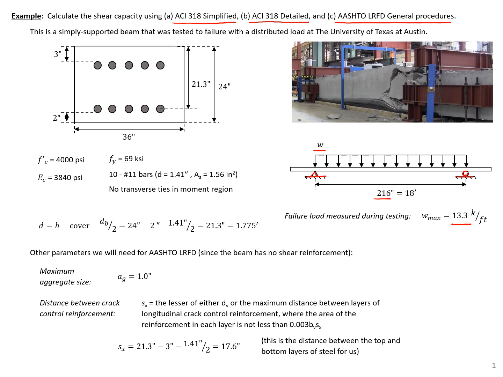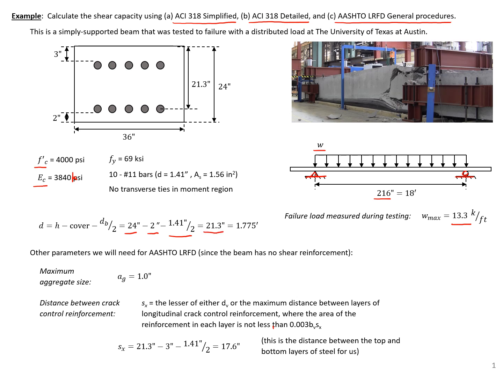We can see that our concrete compression strength is 4 ksi, which was measured. Our modulus of elasticity was 3,840 ksi, which was measured. And then our Fy is 69 ksi, and we have 5 number 11 bars in the bottom and the top. Our d is just equal to our total height minus our cover minus half the diameter of one of our number 11 bars, which would give us a d equal to 21.3 inches.